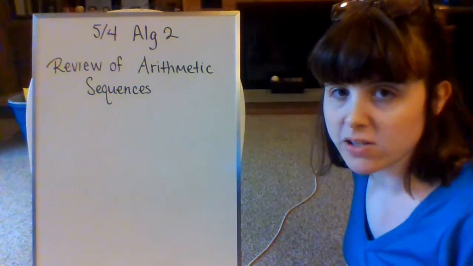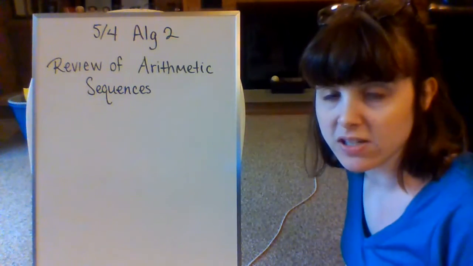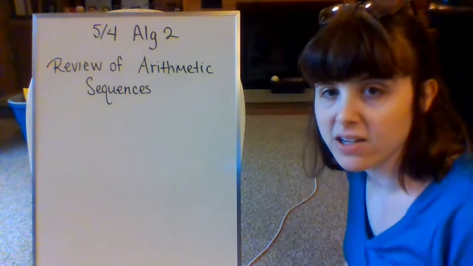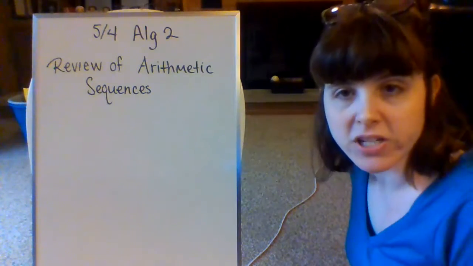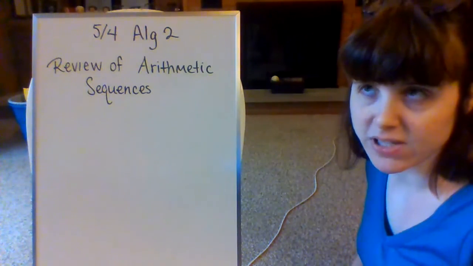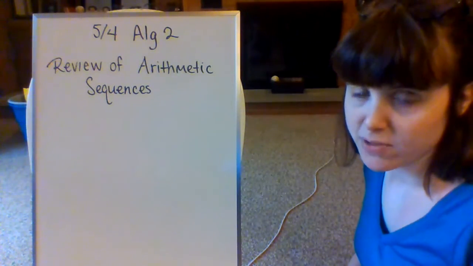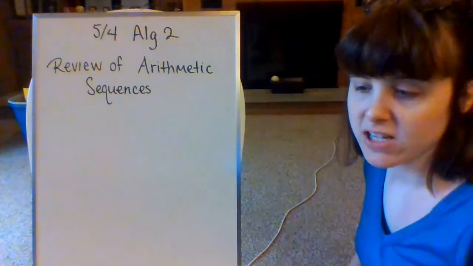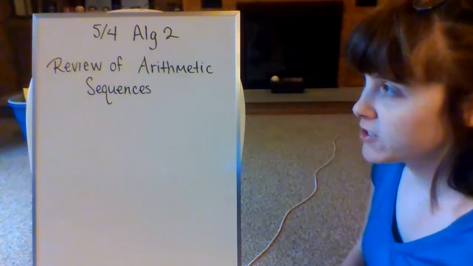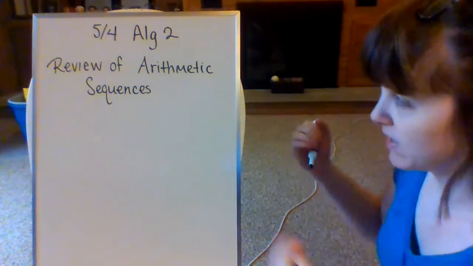So to remind you, an arithmetic sequence is a list of numbers that have a pattern, and that pattern is you're either adding or subtracting the same number each time to get the next number. So for instance, 2, 4, 6, 8, 10, 12, that's an arithmetic sequence because you're adding 2 each time to get the next number. Now, there's a generic formula for arithmetic sequences, and that formula is this.